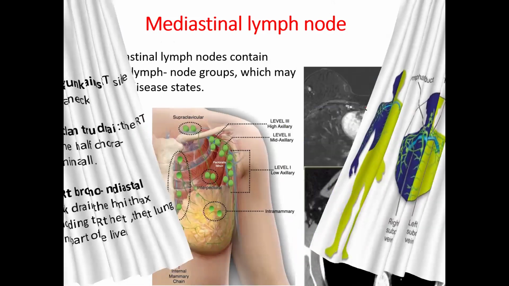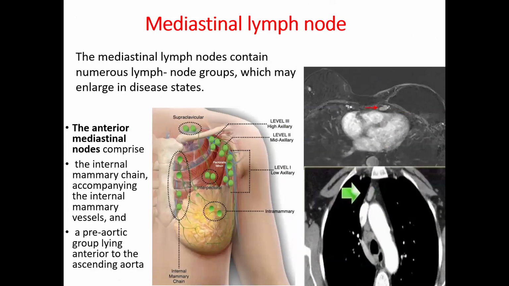Mediastinal lymph nodes contain numerous lymph node groups which may enlarge in disease states. According to our book, Ryan divided them into anterior mediastinal nodes, which include the internal mammary chain that accompanies the internal mammary vessels, and the other group, the pre-aortic group, which is anterior to the ascending aorta.